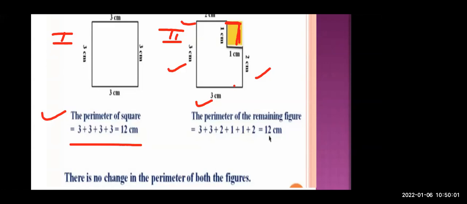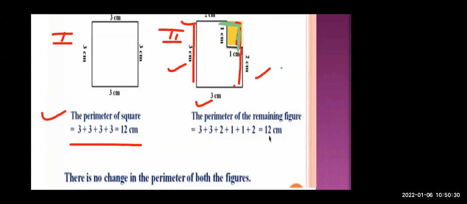But in the figure, it has been shown in a cutting part. So what will you do? See, this is 3 centimeter. And here half is given, 2 centimeter. So how many centimeters will be left? Only 1 centimeter will be left from here, and from this part also 1 centimeter is left.